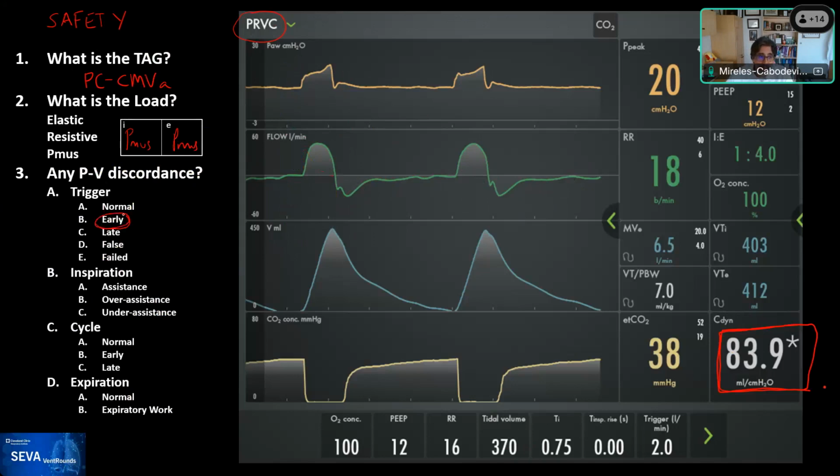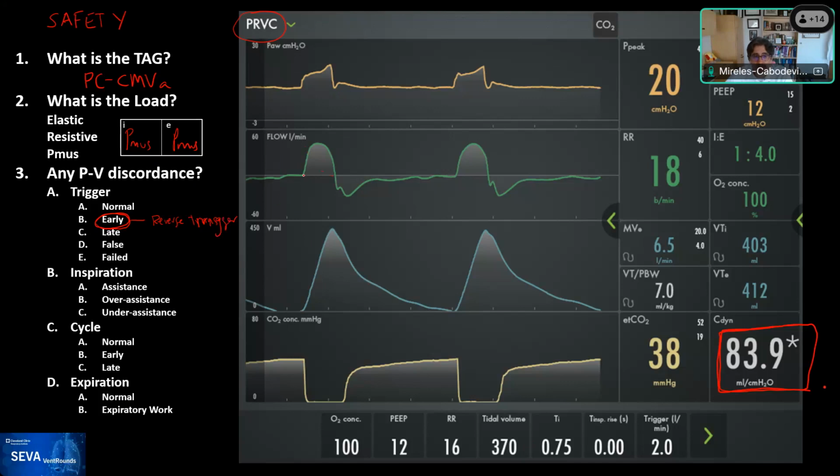This is what we call an early trigger, and in this case, the variety that the patient has is what is known as reverse trigger. This patient had received some sedation at that time. Oh my God, what am I writing? Trigger.